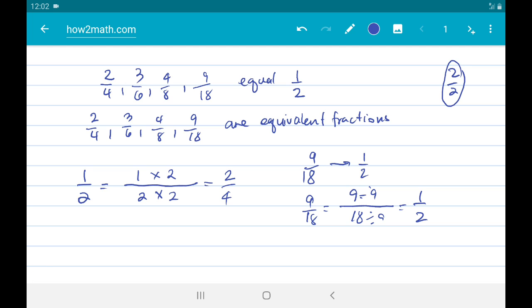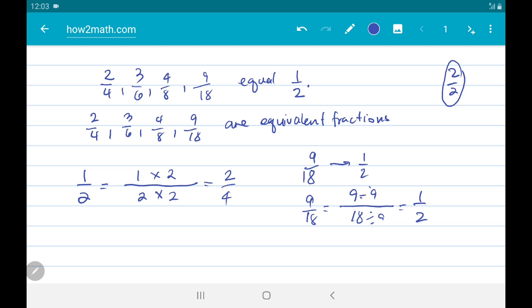Now equivalent fractions will be used later in addition and subtraction. When you add or subtract two fractions, you get the LCM of the two denominators so that you can create equivalent fractions which are similar, meaning they have the same denominator. Although these are very trivial, they will be important later.